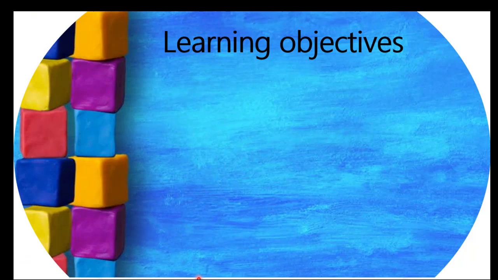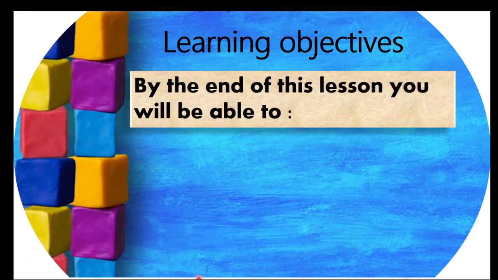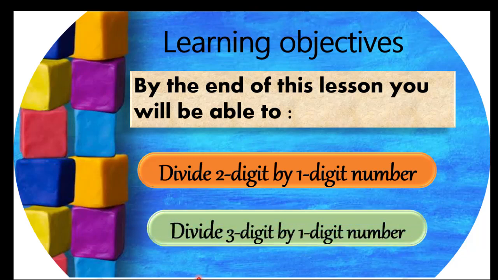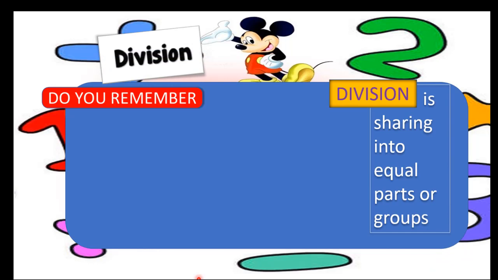Today I am going to teach you mathematics of class 3. Its learning objectives are: by the end of this lesson, you will be able to divide 2 digit by 1 digit number and divide 3 digit by 1 digit number. Do you remember, my dear students, what is division? In your previous classes you have read about it. Division is sharing into equal parts or groups.